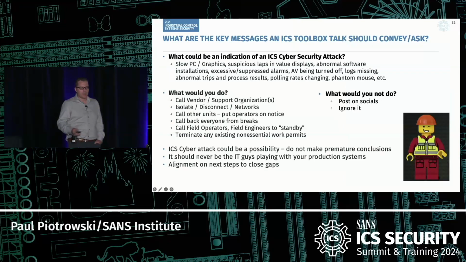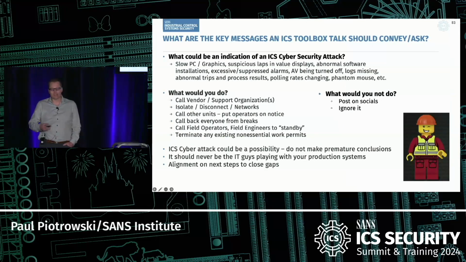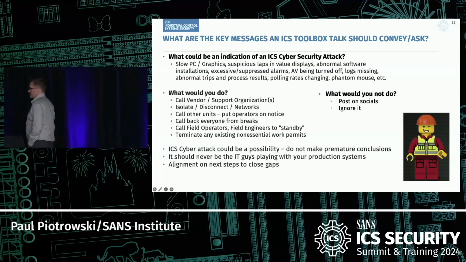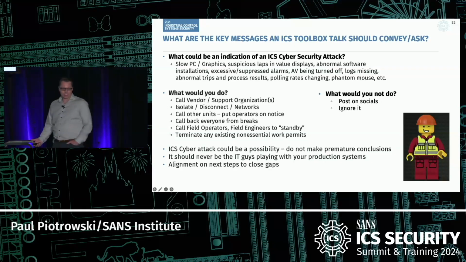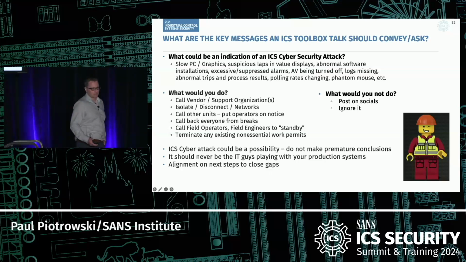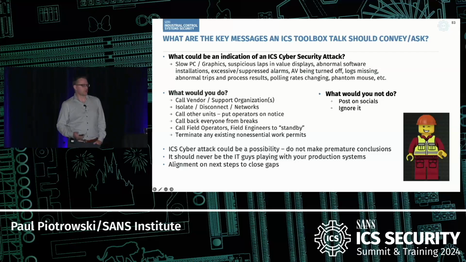So what could be an indication of a cybersecurity attack that an operator would pick up, that our network tools might not pick up because of a lack of logging and a multitude of other reasons? Maybe a slow PC, maybe slow graphics on your faceplates, maybe suspicious lapses in value displays, maybe abnormal software being installed. Maybe your alarms are off, maybe you have excessive alarms or suppression of alarms. The operators know which alarms are nuisance alarms and what normal is, and if there's a variation in that, something's not right in the process or the asset.